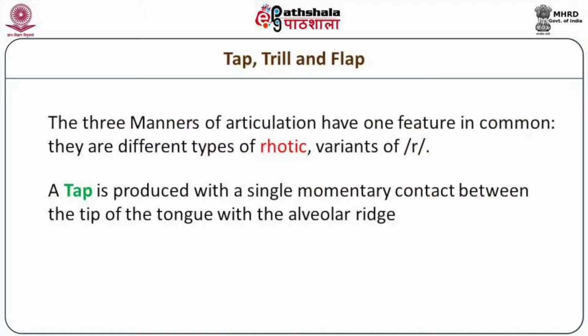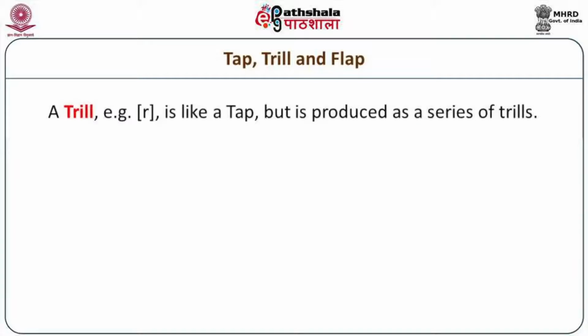What is the difference between a tap and a trill and a flap? In the production of a tap, the tip of the tongue makes a very momentary contact with the roof of the mouth and is brought back to its original place of rest. Thus we have sounds like ra, ra, where there is only one single contact by the tip of the tongue. In the production of a trill, there are several taps like rrr, rrr. So the tongue makes several contacts to produce a trill.